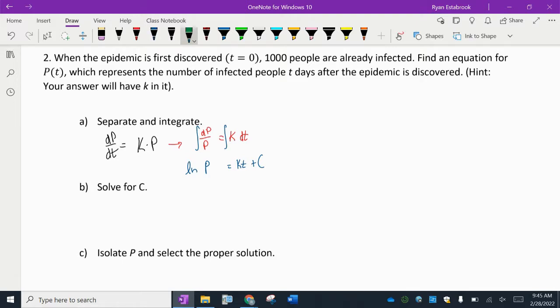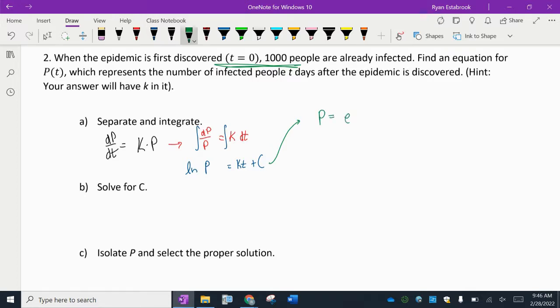It says to solve for C, but before we do that, we want to solve this equation for P. I could plug in my initial condition right now, but it's a much better idea to continue doing the algebra and solving for P. So to get the ln of P into a P, we're going to write this in exponential form. In other words, raise both sides like e to the power. So on the left side, if I take e to the ln of P, it becomes P.